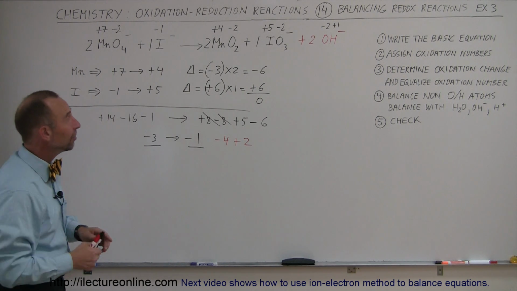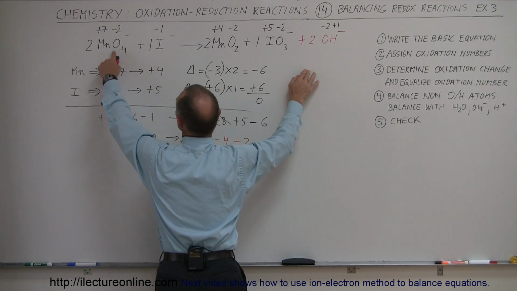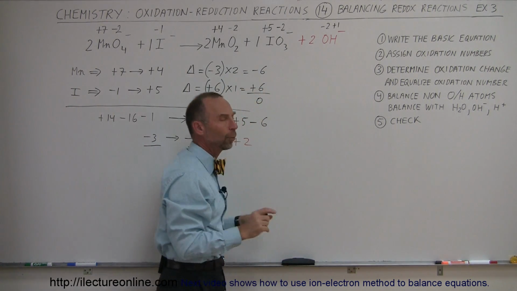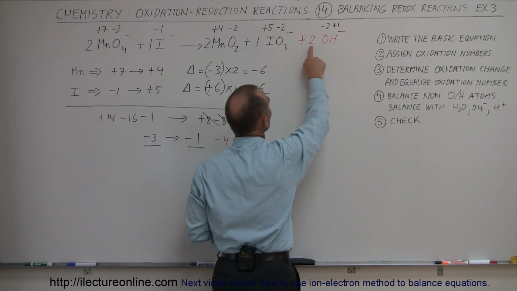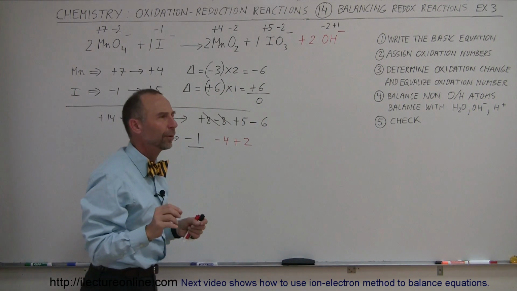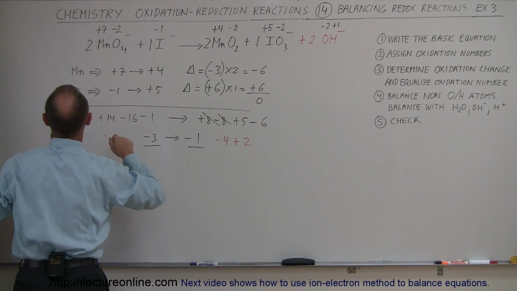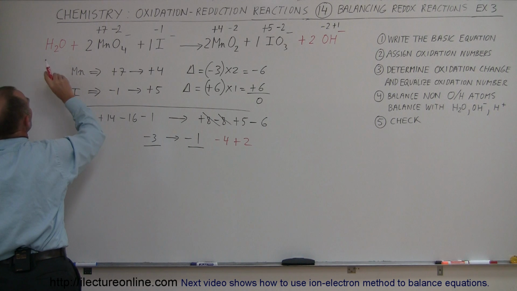The problem now is that we have 1 additional oxygen on the right side. We only have 8 on the left side, and we have 4 plus 3 plus 2, that's 9 on the right side, so 1 additional oxygen on the right side, and we now also have 2 additional hydrogens on the right side. So, wait a minute, 1 oxygen, 2 hydrogens, that's water, which means we now have to also add 1 water molecule on the left side, because there the oxidation numbers are balanced.